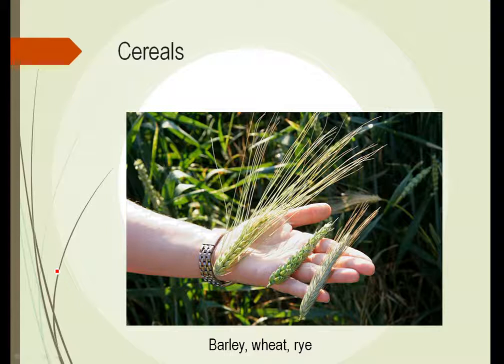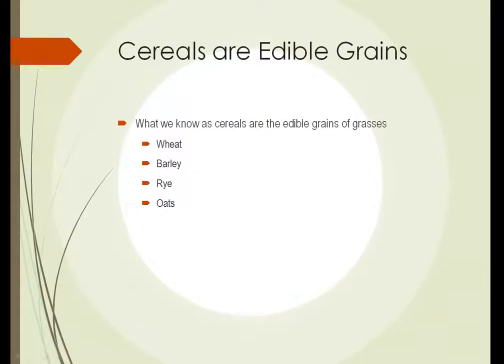And here we see in a way of drought and heat and that sort of thing, so it's more common in warmer areas of the world. Barley kind of falls between the two in requirements. The cereals are edible grains. So they're the edible grains of the grasses. Wheat, barley, rye, oats, also included in that group.